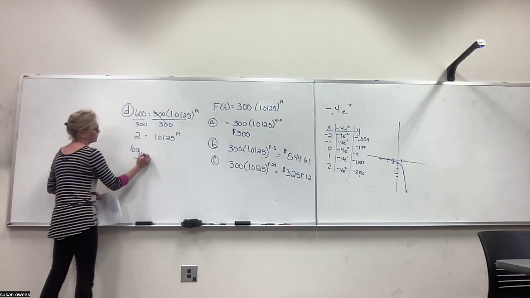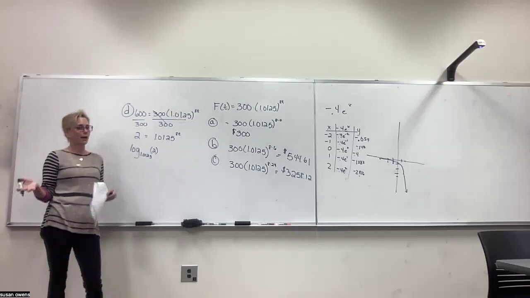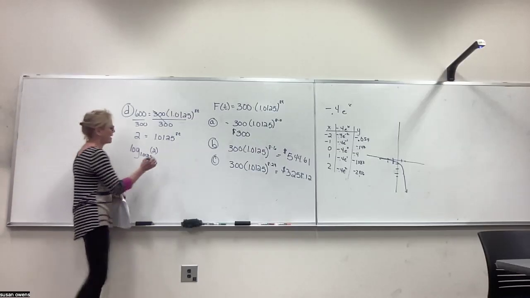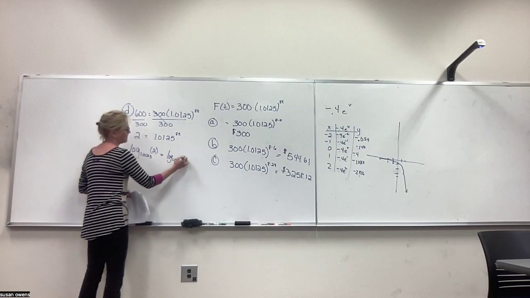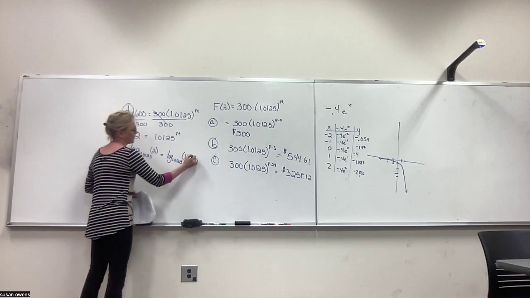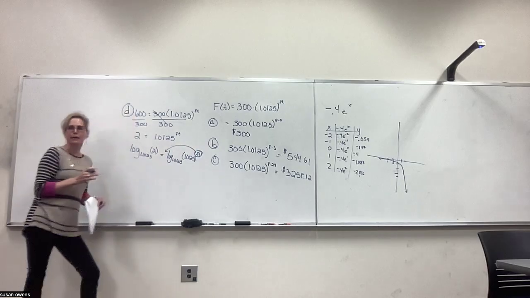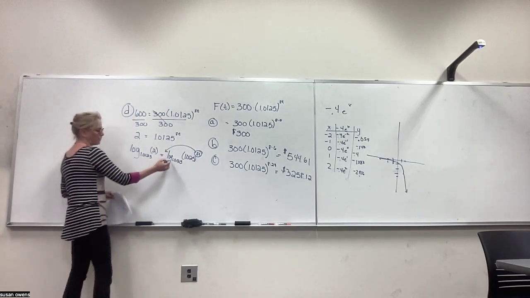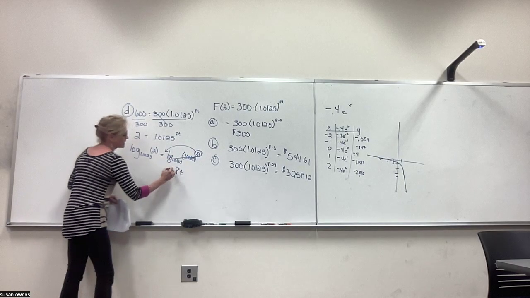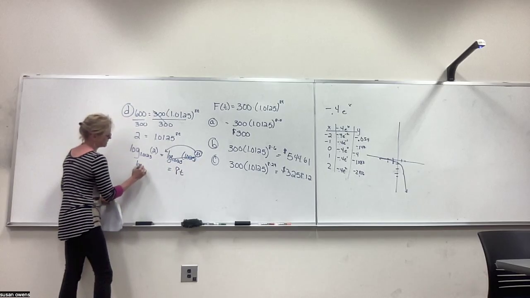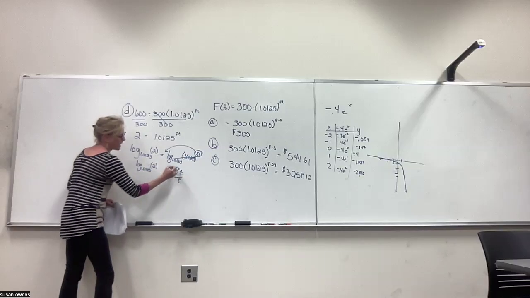Log base 1.0125 of 2. And some of you like to use the ln, some of you like to use log base 10. That is absolutely fine. Log base 1.0125 of 1.0125 to the 8t power. We can bring that 8t down in front now that we have a log in front there. Log base 1.0125 of 1.0125 is 1. So we're just left with 8t is equal to log base 1.0125 of 2.